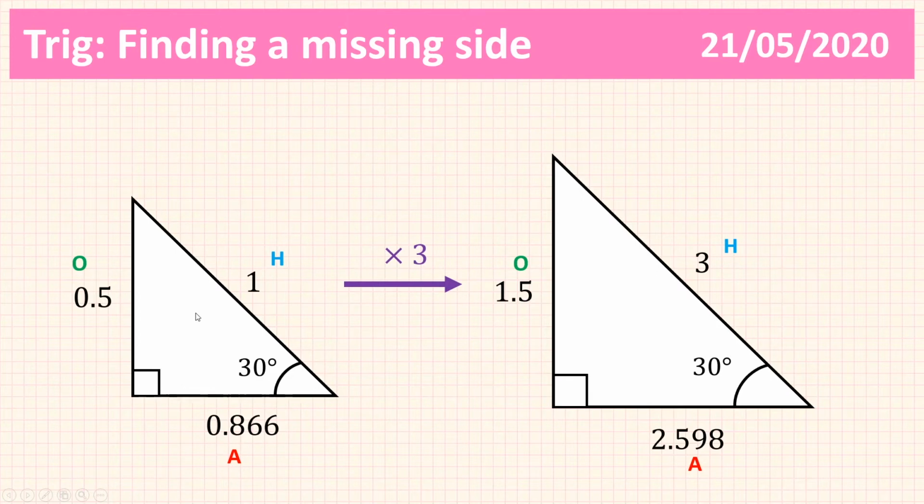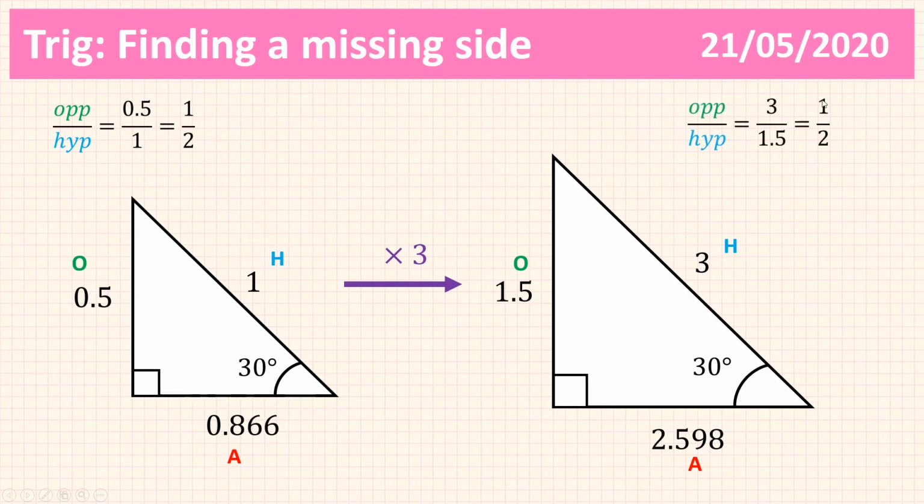Now, if we look at the ratio between the opposite and the hypotenuse, the opposite divided by the hypotenuse gives us a half. Now, if we look at the second triangle, which is 3 times bigger, the angle hasn't changed, but the size of this triangle is 3 times bigger, we can see that our ratio is still a half. And that shows us that for any right angle triangle with a 30-degree angle in it, we will end up with a half if we divide the opposite by the hypotenuse. That ratio will not change.